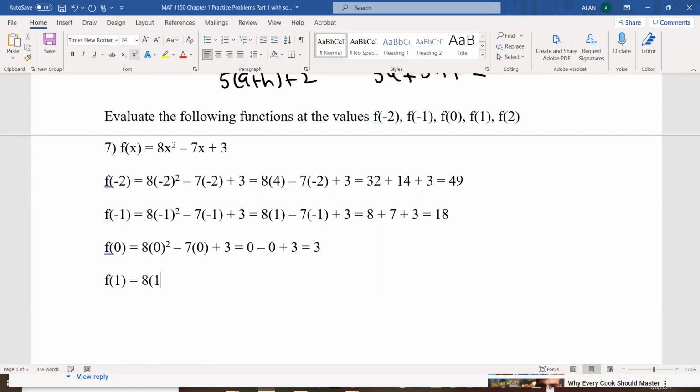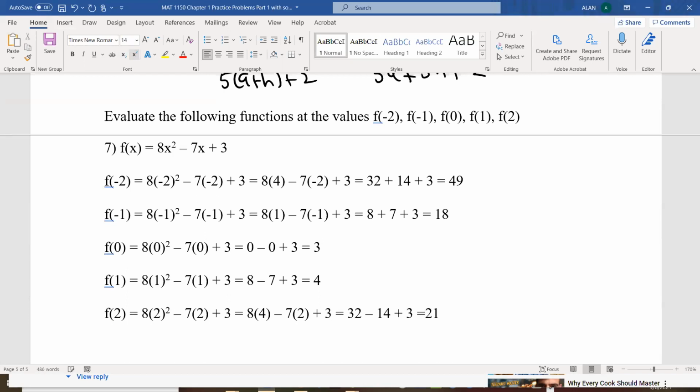8 times 1 squared minus 7 times 1 plus 3. 8 minus 7 plus 3 is 4. And finally, f of 2 is 8 times 2 squared minus 7 times 2 plus 3 equals 8 times 4 minus 7 times 2 plus 3 equals 32 minus 14 plus 3, 21. Very good.